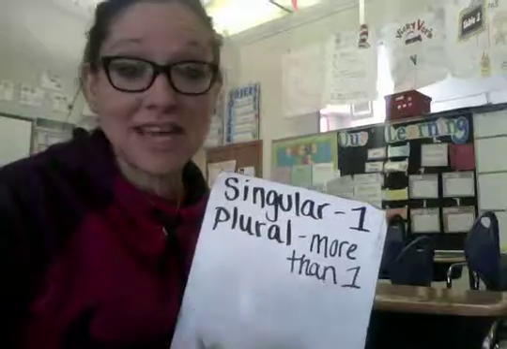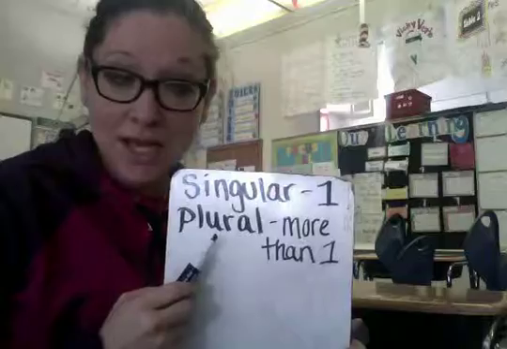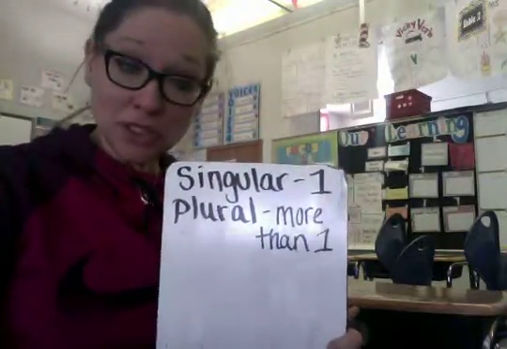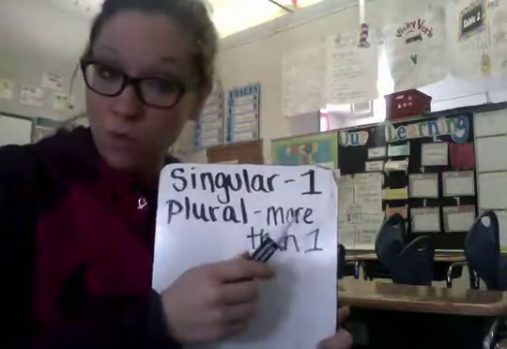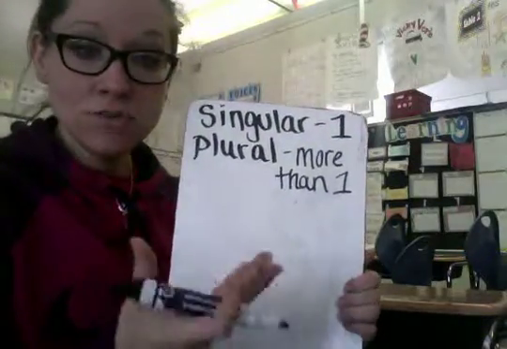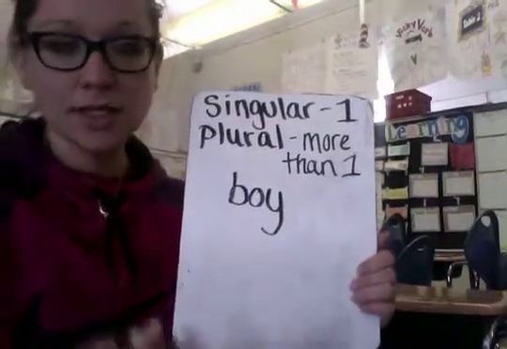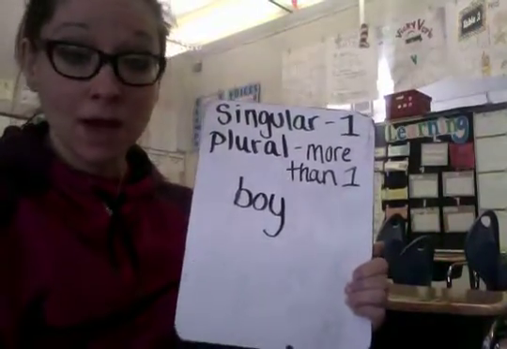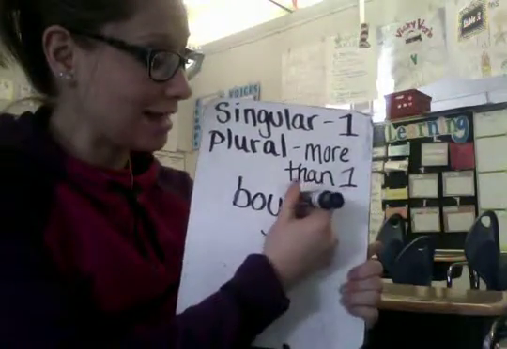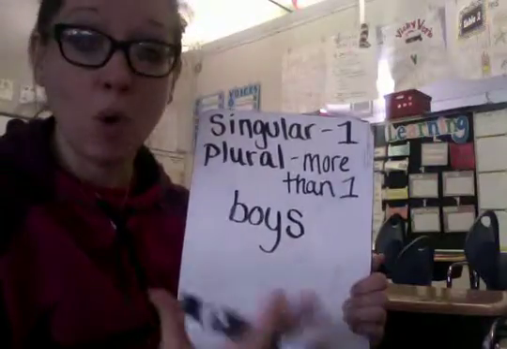Today, or this week, I should say, for your word study, you're going to be focusing on plural words. So plural words are when you have more than one. Your words are going to be taking the singular version, so one, and you're going to be making more of it. For example, you might have the word boy this week. Boy is one. I saw the boy walking down the road. But to make boy more than one, you are just going to add an S onto it. So now the word becomes boys.